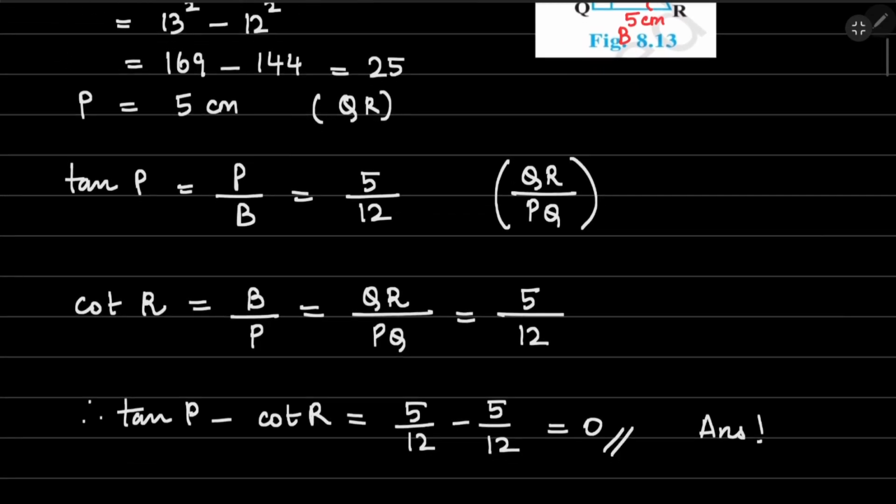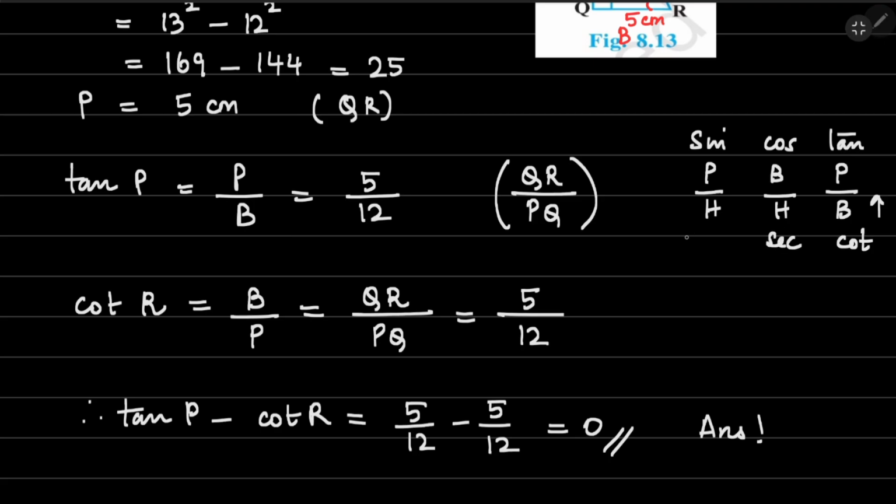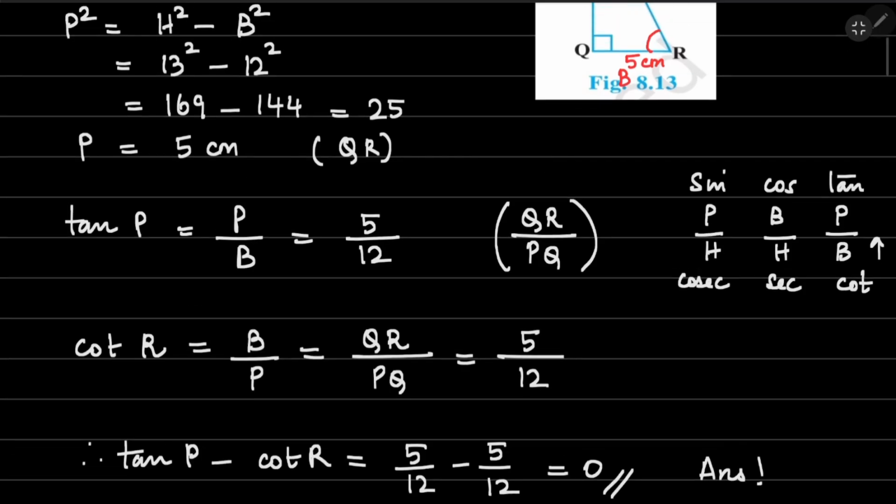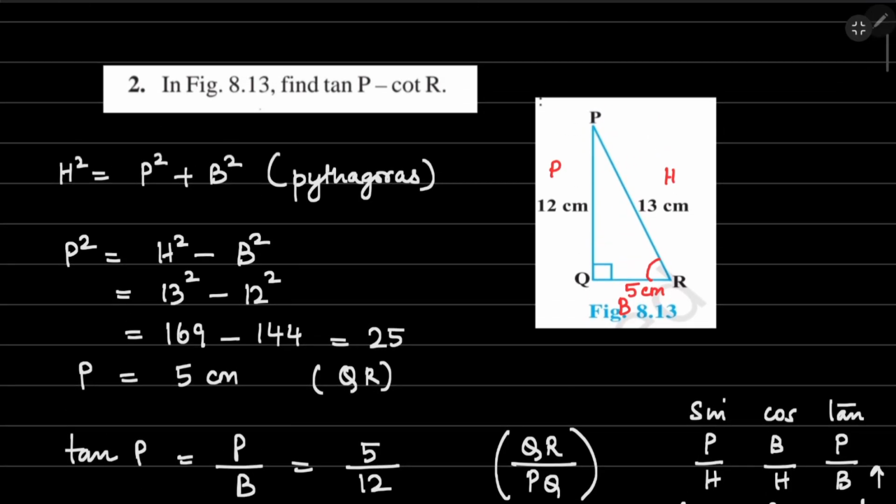And also remember the ratios, right? The sine, cos, tan. Sine is P by H. Cos is base by hypotenuse. Tan is P by B. And the reverse is nothing but the reciprocal: the reciprocal of tan is cot, reciprocal of cosine is secant, and reciprocal of sine is cosecant. Okay, just remember these ratios and you'll be able to solve all the questions.